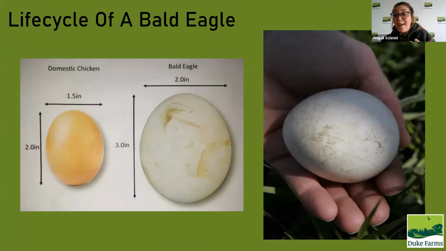We're going to start by talking about the egg, which Kate showed at the beginning of the program. So here is a domestic chicken egg, right? Something you may find in your fridge, compared to a bald eagle egg. And you can see that the bald eagle egg is significantly larger than the chicken egg, because bald eagles themselves are significantly larger than a chicken. So their eggs are a little bit larger. Here is someone holding a bald eagle egg in their hand. So you can kind of get an idea of how big the eggs really are when sitting in someone's hand.